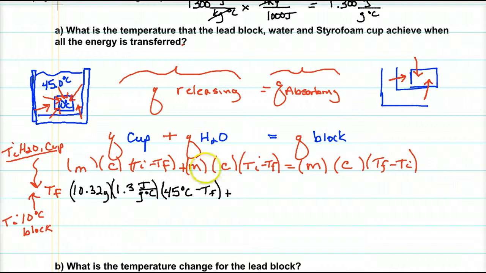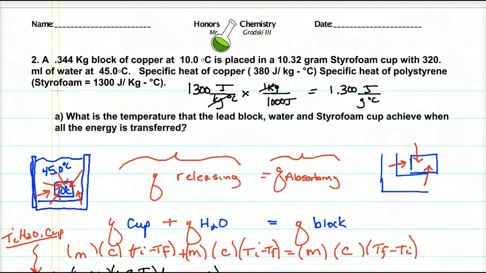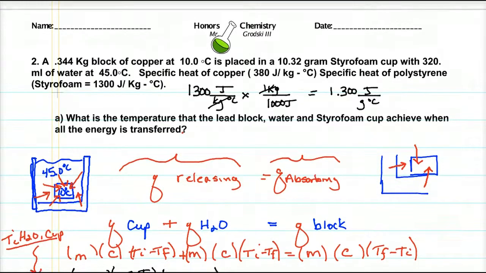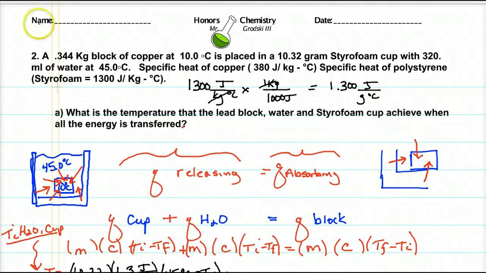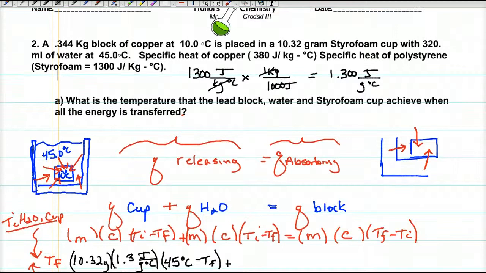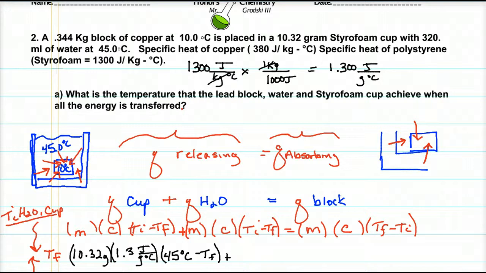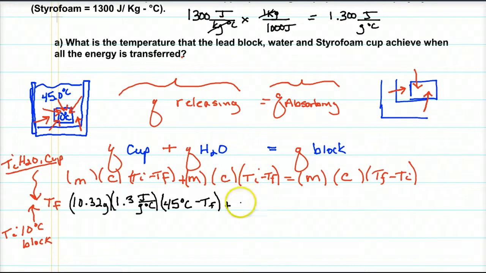And now we're over here for the Q of the water. Not leaving enough space I can see. The mass of the water was, well, they said the volume of the water was 320 milliliters. So it's going to be 320 grams. You may say, well, why? Because the density of water is 1. So 320 grams because the density of water is 1.